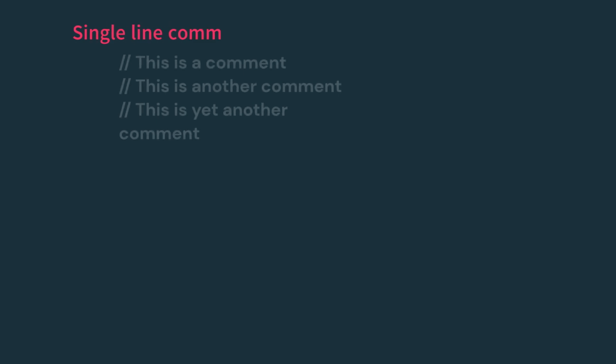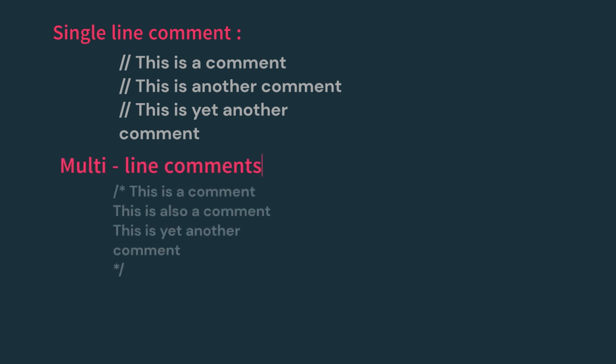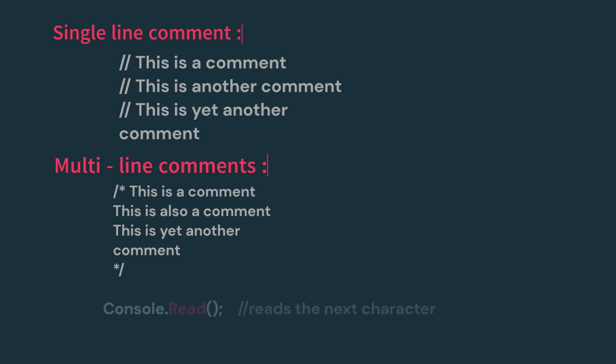To add comments to our program, we type two forward slashes in front of each line of comment like this. Alternatively, we can also use /* */ for multiline comments like this. Comments can also be placed after a statement, like this.